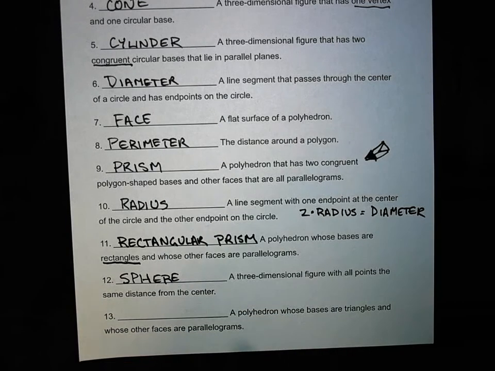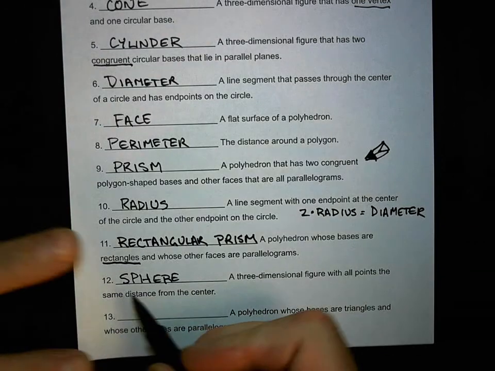So, a polyhedron whose bases are triangles and whose other faces are parallelograms. Who has one with parallelograms, meaning rectangles, on the side, but whose bases are triangles? The bunny is not one. Put the bunny down. Who has what? Oh, wait, what? Who has this? There it is. What is that? It's a prism, right? What shape is the base? Triangle. So it's a triangular prism.